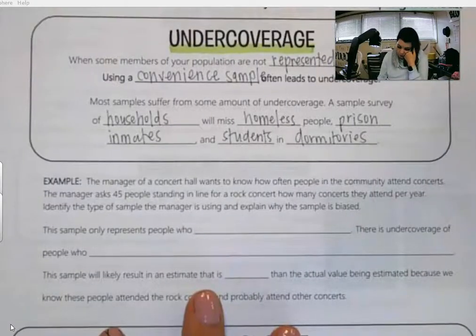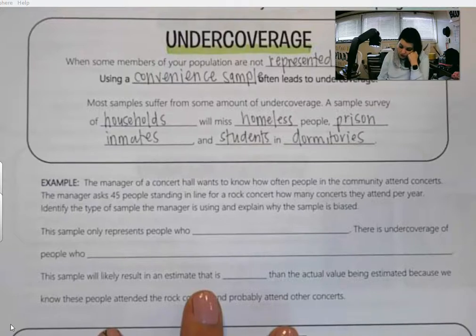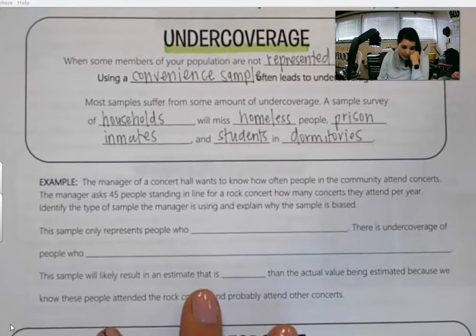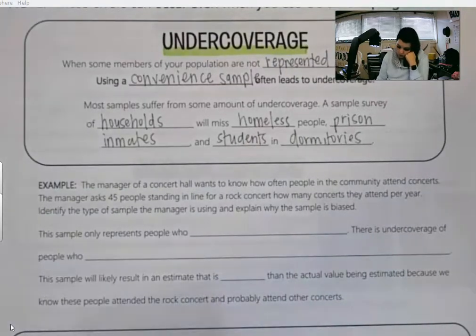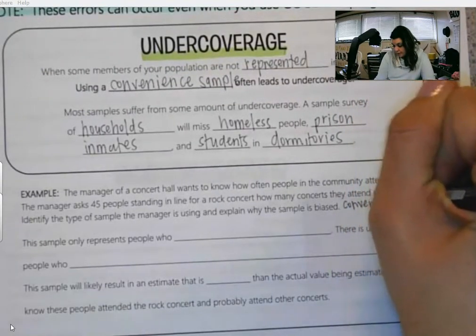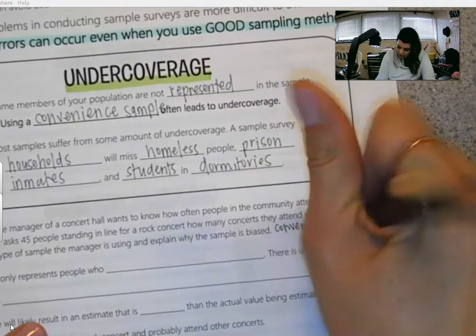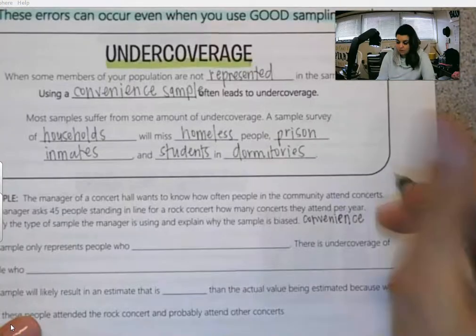Here's another example. The manager of a concert hall wants to know how often people in the community attend concerts. The manager asks 45 people standing in line for a rock concert how many concerts they attend per year. Identify the type of sample the manager is using and explain why the sample is biased. So, this is a convenience sample. Why is it a convenience sample? Because this manager just asks 45 people that are available standing in line to go to a concert. It's like the definition of convenience sample.